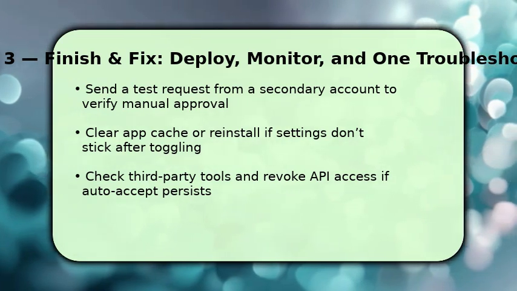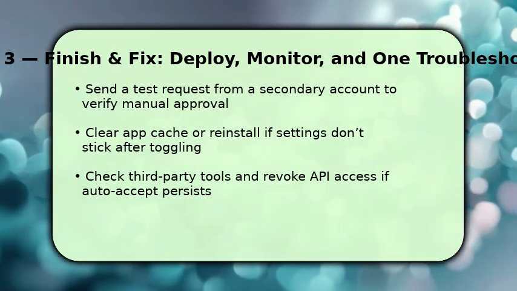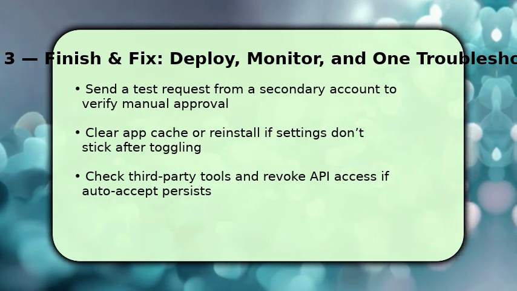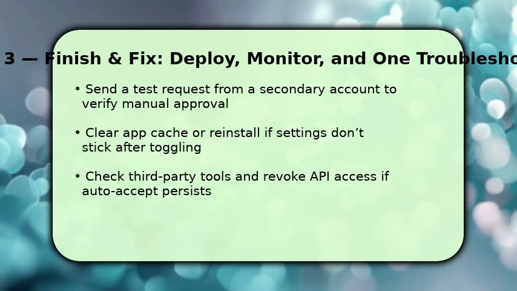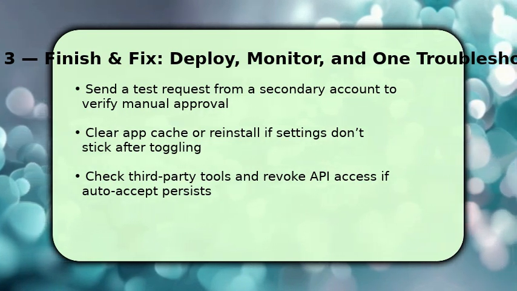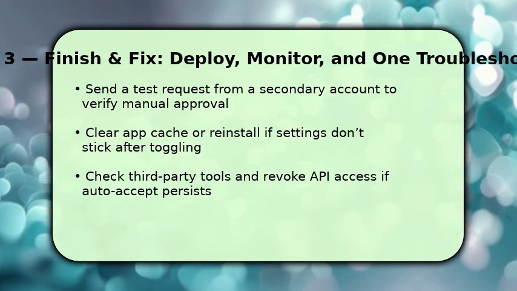If you still see auto-accepted contacts, clear the app cache or reinstall Instagram because cache settings can revert changes. Also audit third-party apps and revoke API or Account Center permissions that can auto-approve follows.